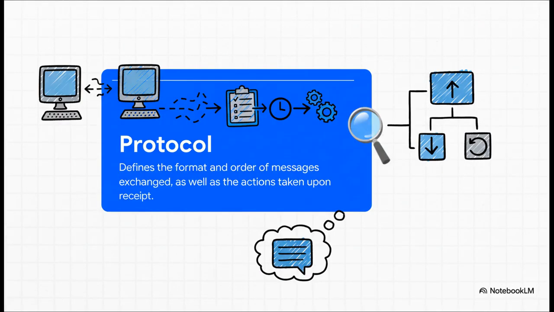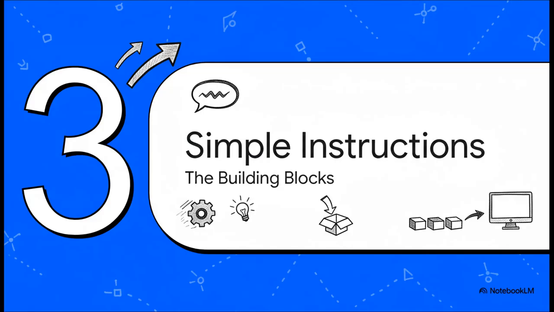And that brings us to a really crucial idea. That set of rules has a name: a protocol. A protocol is simply the agreed-upon format and order for a conversation. It lays out what to say, when to say it, and what to do when you hear something back. Honestly, understanding networking is really just about understanding all these different conversational protocols. So, if protocols are the rules of the conversation, then what are the actual words that computers use? Well, they start with really simple, direct instructions, the most fundamental building blocks of this whole digital world.